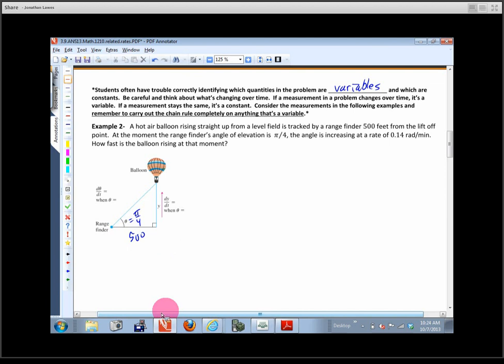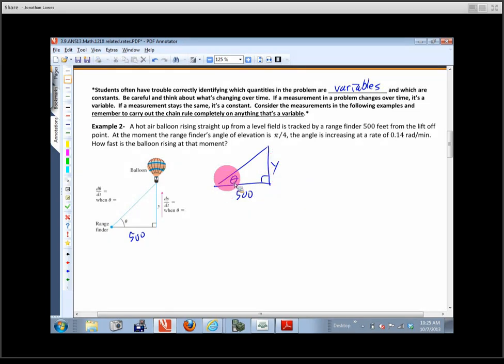Is the angle changing or is it staying the same? It is changing. So we're going to leave that as a theta. And what about the height over here? That's changing because it's going up, right? So here's the correct picture with the correct variables and constants. That's going to be theta, that's going to be 500, and this is going to be y.